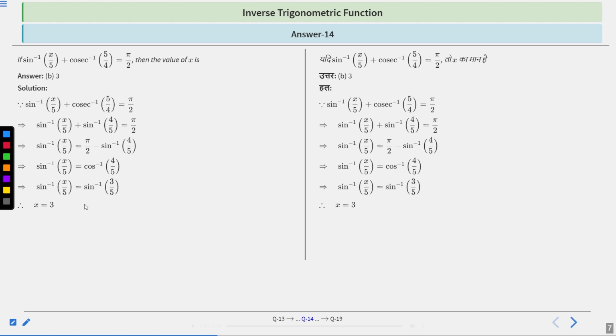Therefore, x is equal to 3. x is equal to 3 will be the right choice after solving this. Got it? Therefore, option B, 3 is the right answer. Clear?